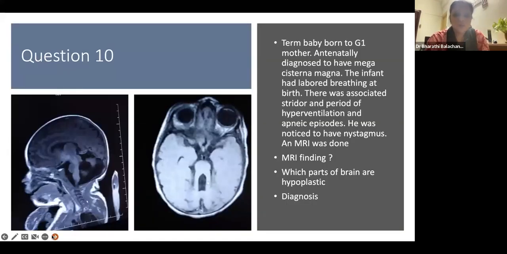So coming to the last question. So this is a baby who is antenatally diagnosed, born at term, antenatally diagnosed to have megacisterna magna, having labored breathing and stridor, and also periods of hyperventilation, apneic episodes, and nystagmus. So this is the MRI. What do you see in this MRI? Which parts of the brain are hypoplastic, and what is your diagnosis?